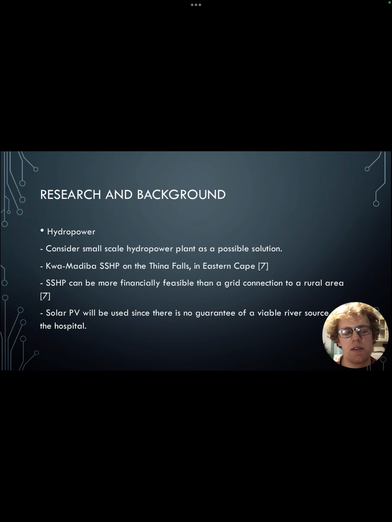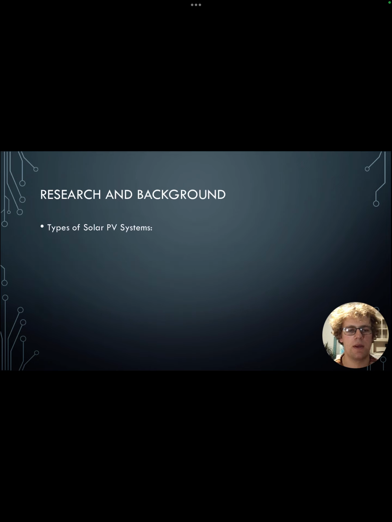Solar PV will be used since there is no guarantee of a viable river source near the hospital. So the reason for choosing solar for this project, ultimately in the end, solar PV was chosen, is just simply because there was no specification provided that there is in fact a viable source of water or river flow near the rural hospital that's being designed for. But we do know that there are good sun hours in South Africa, and particularly in the Eastern Cape. So solar would be a viable option.